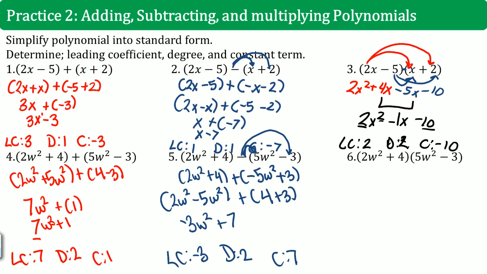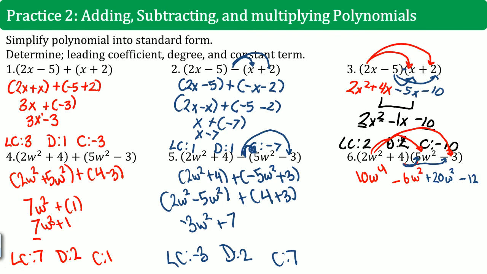Here you're going to multiply. Distribute that over. So 2w squared times 5w squared gets you 10w to the 4th. Distribute that one over. 2w squared times negative 3 becomes minus 6w squared. The inside now, 4 times 5w squared gets you 20w squared, and 4 times negative 3 gets you negative 12.